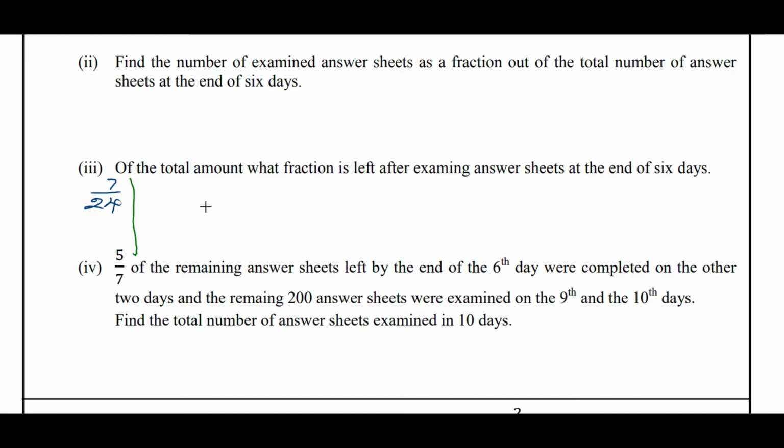5 out of 7 of the remaining answer sheets left by the end of the 6th day means by the sixth day they have completed 7 out of 24 of 5 out of 7. That means 7 out of 24 times 5 out of 7. 7 can be cancelled, then 5 out of 24 were completed on the other 2 days, and the remaining 200 answer sheets were examined on the ninth and 10th days.